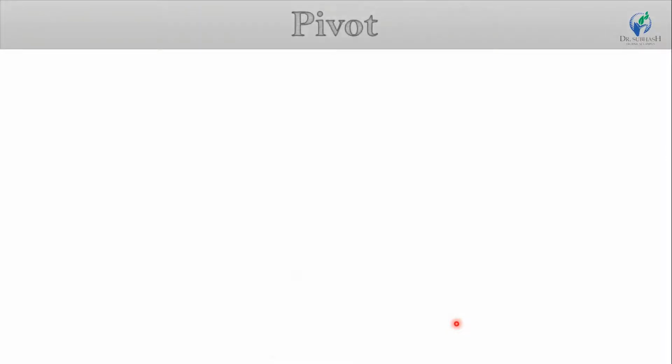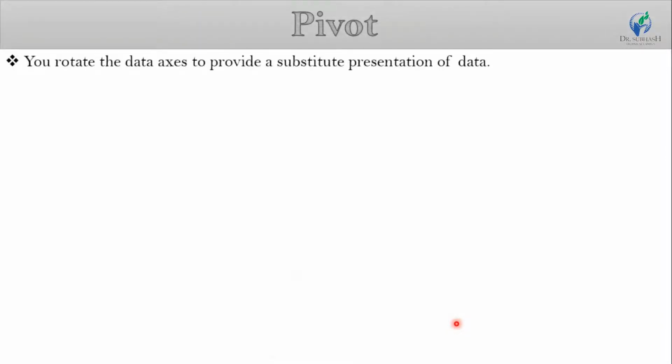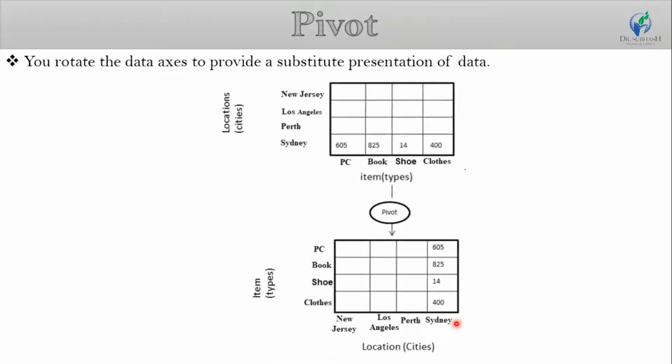Now, I explain the next operation, which is pivot. In pivot, you rotate the data axis to provide an alternative presentation of data. Consider this example. The pivot is based on item types, like this. So I hope you can understand the basic operations of OLAP.